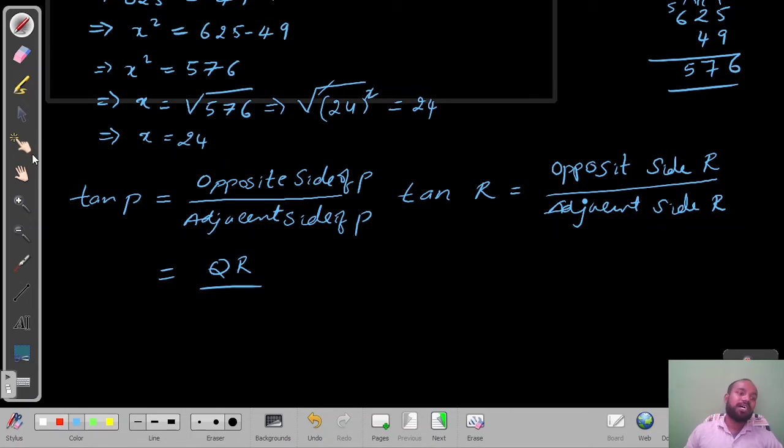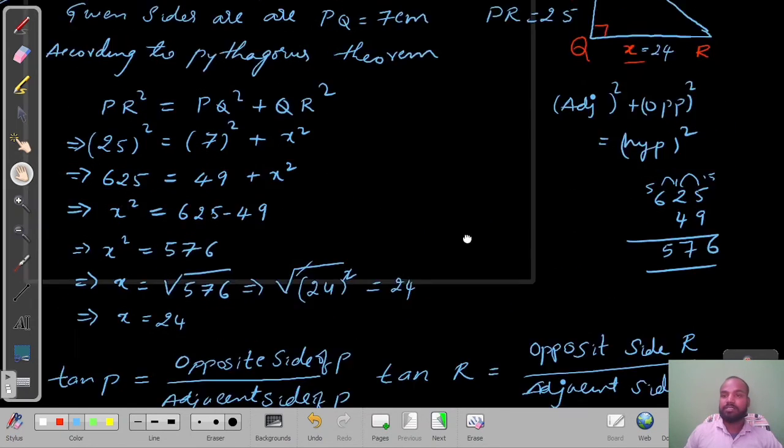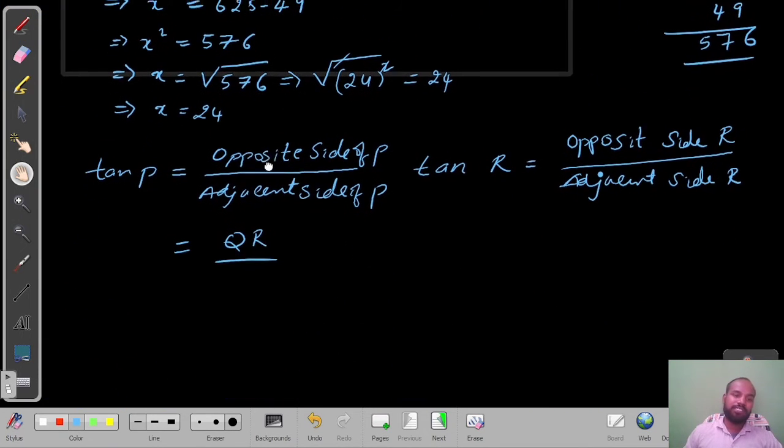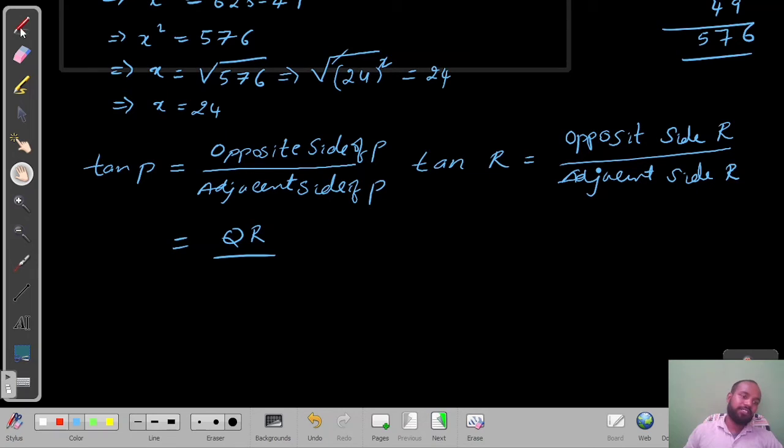Next, what is adjacent here? QR is opposite. What is adjacent to the P? That is PQ. Okay, right. Next, we should write the values here. So what is the PQ value and what is the QR value?